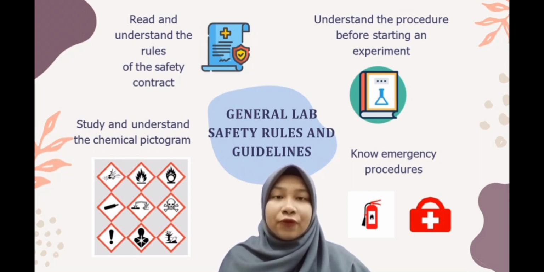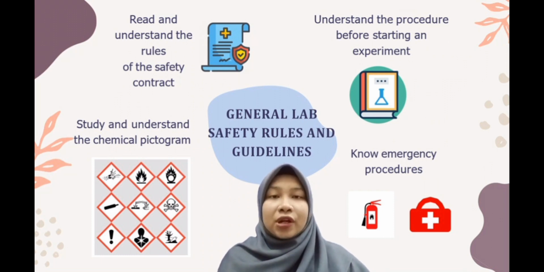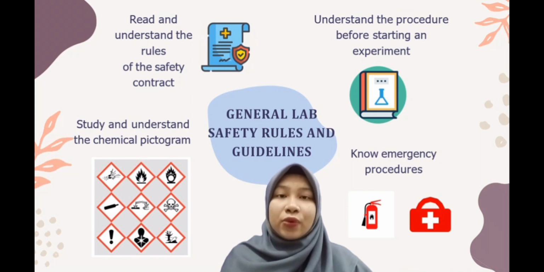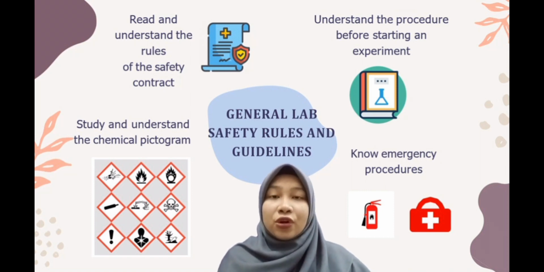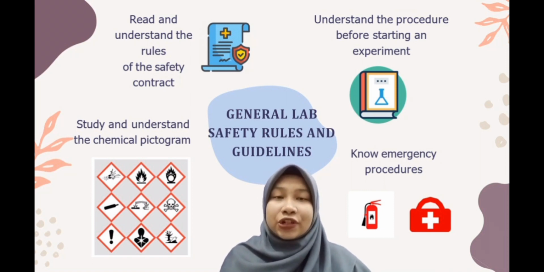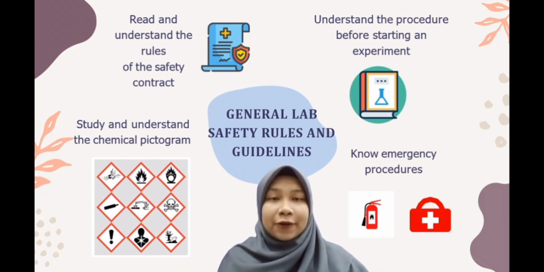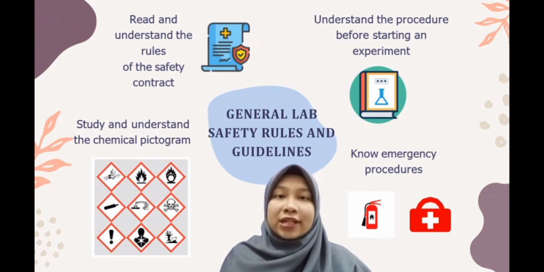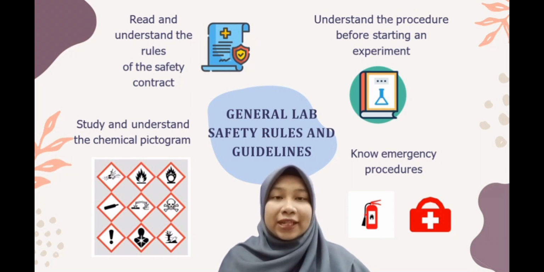Understanding the procedure before starting an experiment is essential for students. Do not conduct experiments without prior training. Follow the instructions provided by the teacher and get help if you are still unsure of a certain procedure. Not only that, students need to study and understand the chemical pictogram to identify the chemical properties and their potential hazards. All this must be clear to every student handling the chemicals.